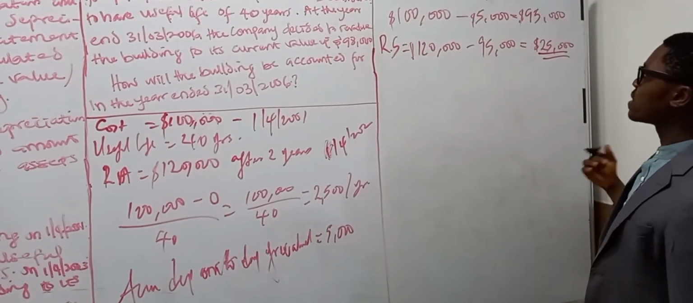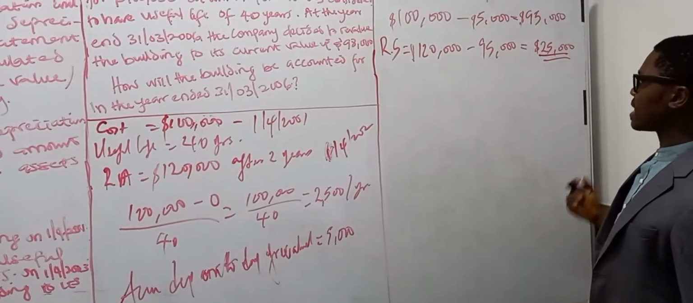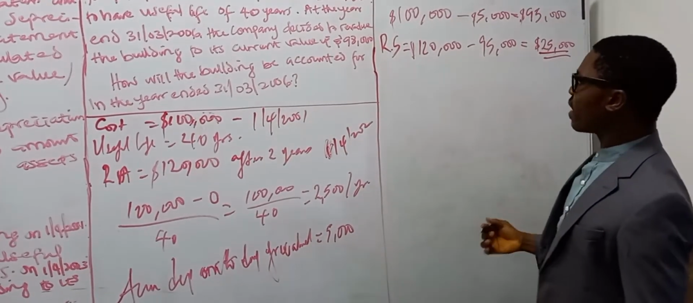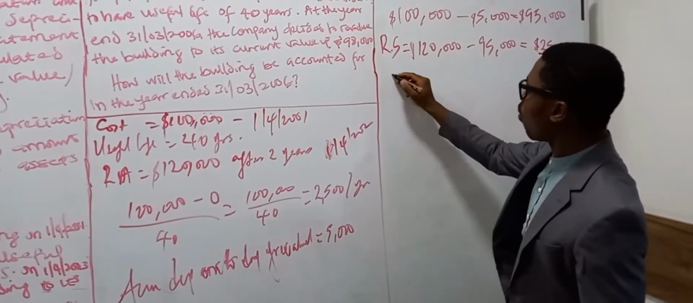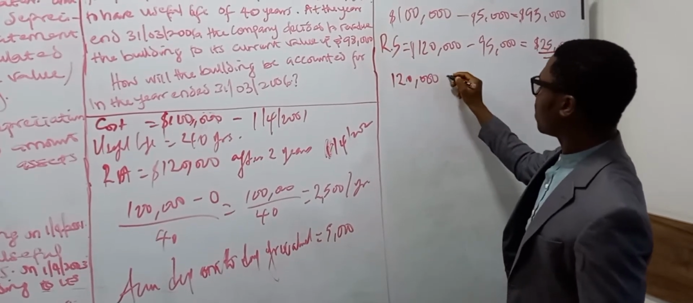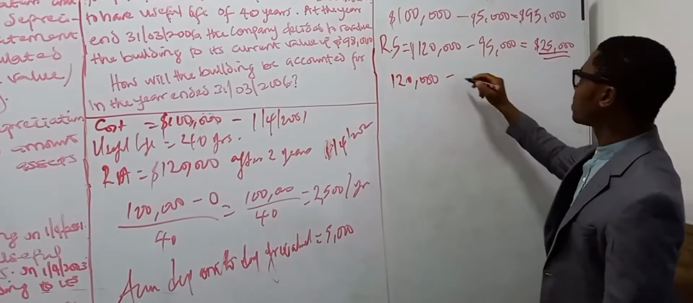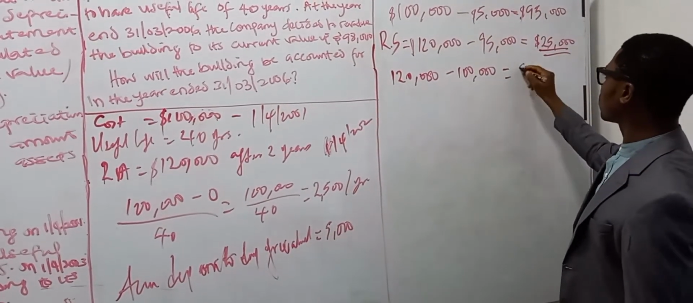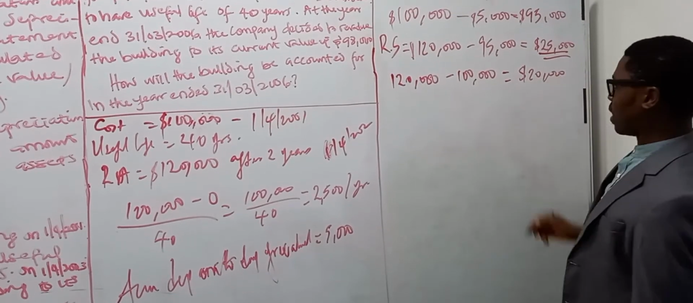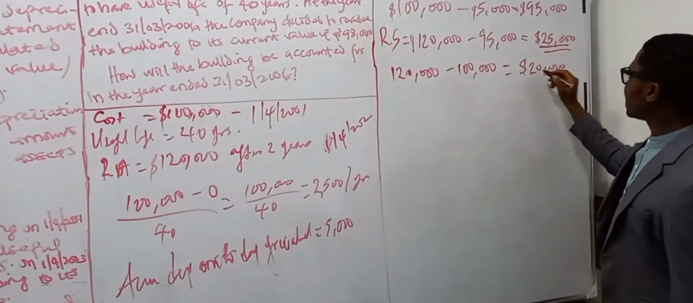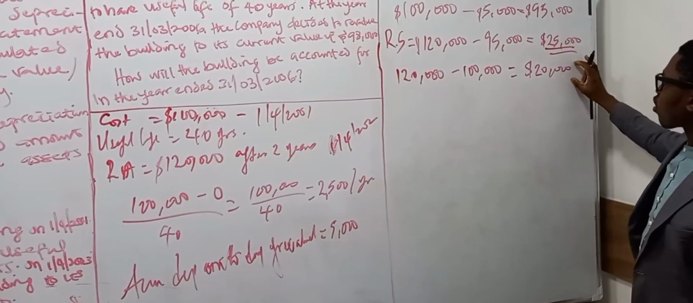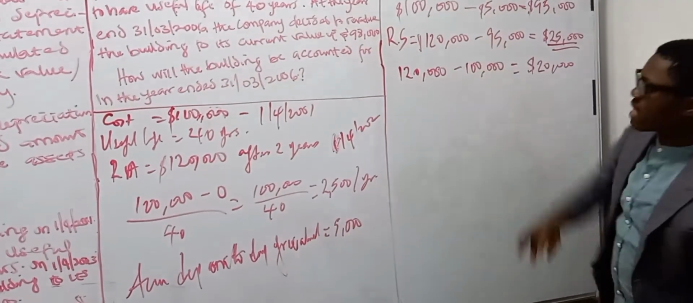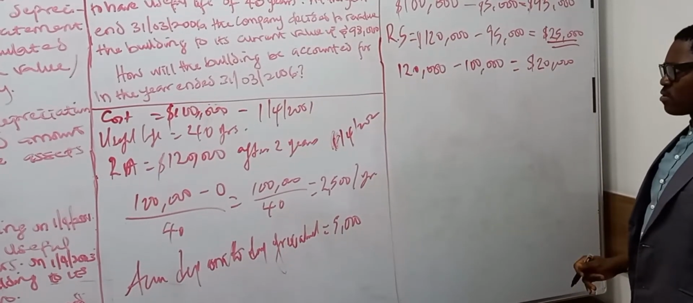So what are we going to debit to the non-current asset to show the increase in the value of the asset? Now the revaluation amount is 120,000 naira, and the historical cost of the asset is 100,000 naira. The difference between the two is what? $20,000. So this means that this will be debited to the non-current asset, which will be an addition to 100,000 to make the new revaluation amount.